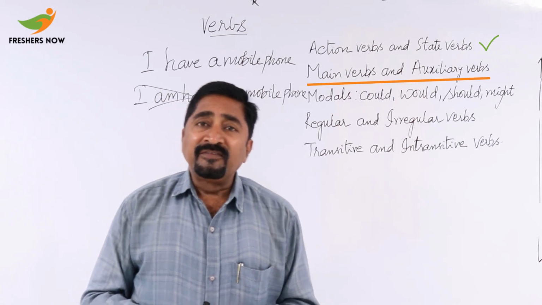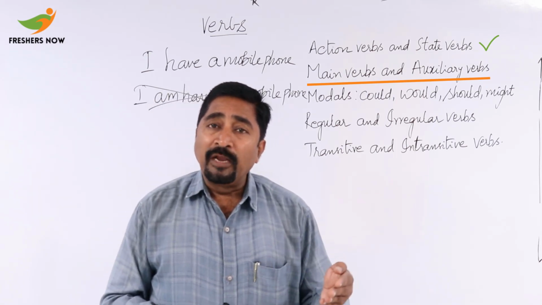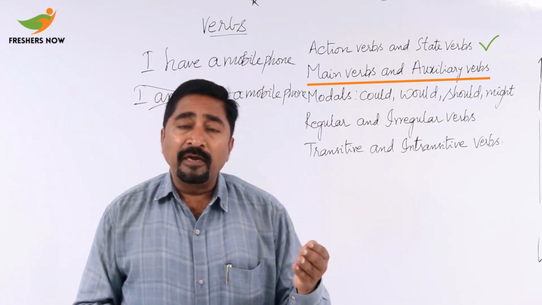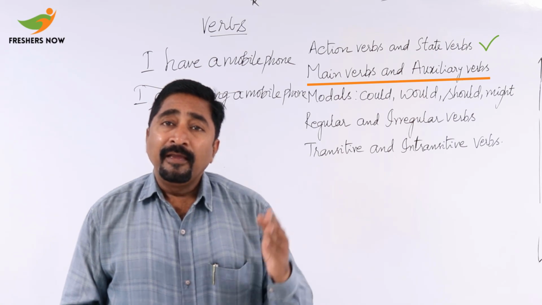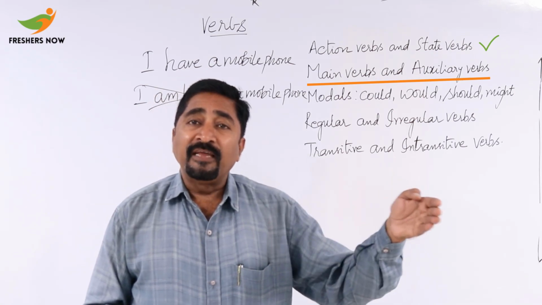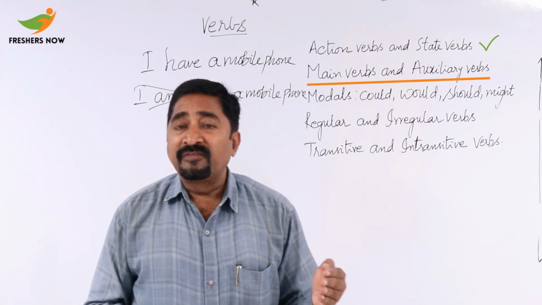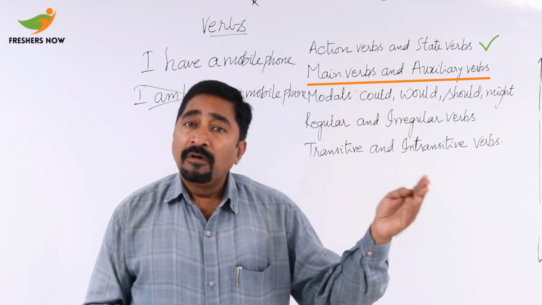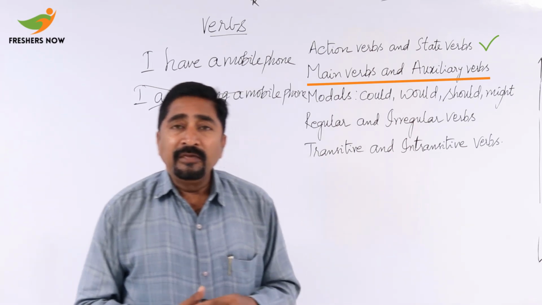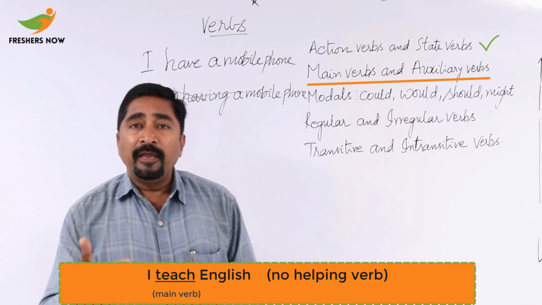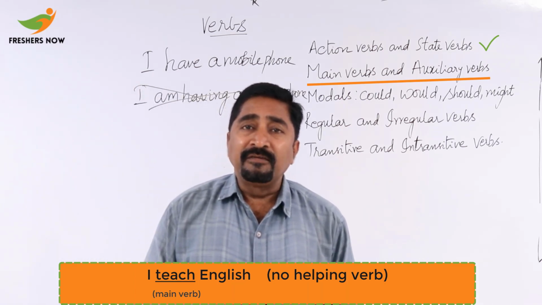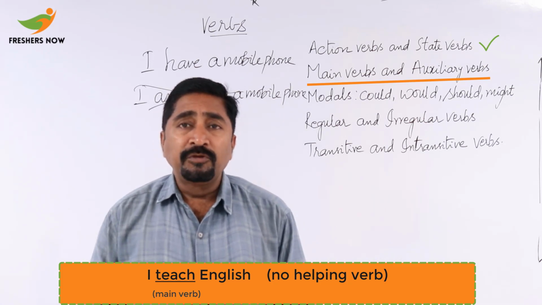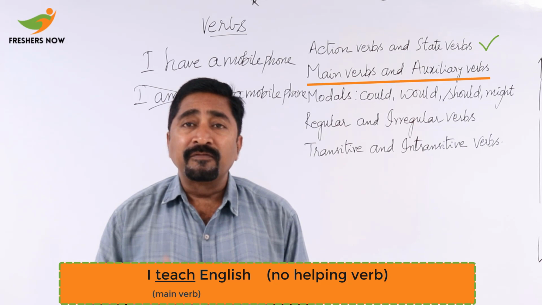And in a sentence, we can have a main verb as well as a helping verb. What is a helping verb? By the title itself, it is very clear that it helps a verb in a sentence. And a sentence can even be formed without a helping verb. Now, when I say, I teach English, in this sentence there is no helping verb. There is no supporting verb. It is only the main verb, that is teach.